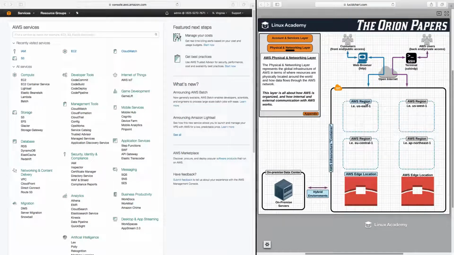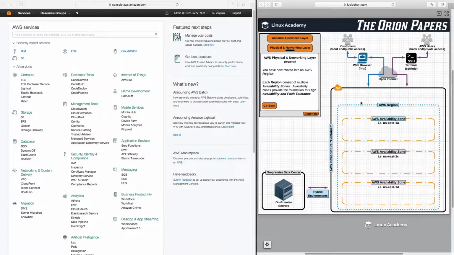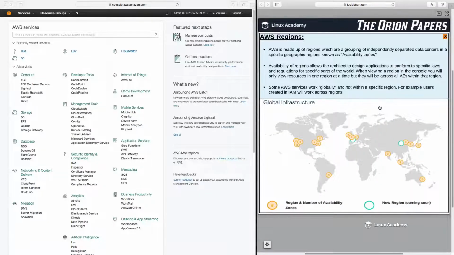Next, we want to take a look at regions. Regions, again, are located all around the world, and diving into a region, which we just did by clicking on this, we see that inside of a region, it is comprised of availability zones. But what exactly is a region again? So let's just click on this here and take a look at regions and where they're currently located.